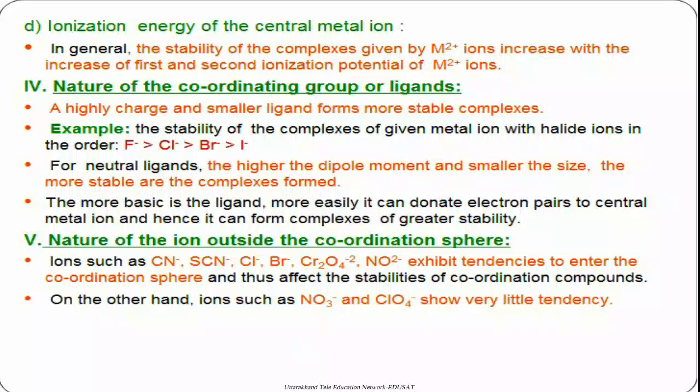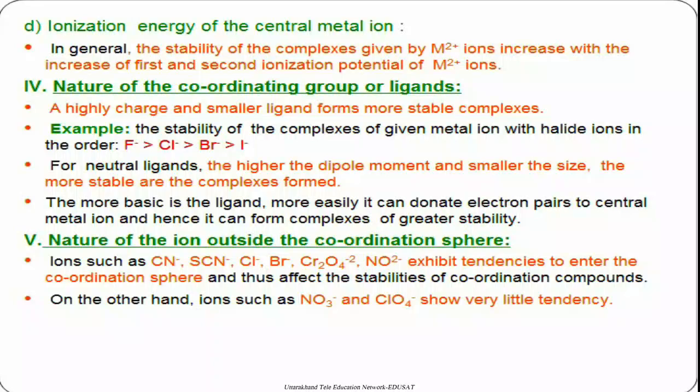In general, the stability of complexes given by divalent ions increases with the increase of the first and second ionization potential of the M(n+2) ions. Next point is the nature of the coordinating group or the ligands. A highly charged and smaller ligand forms more stable complexes.